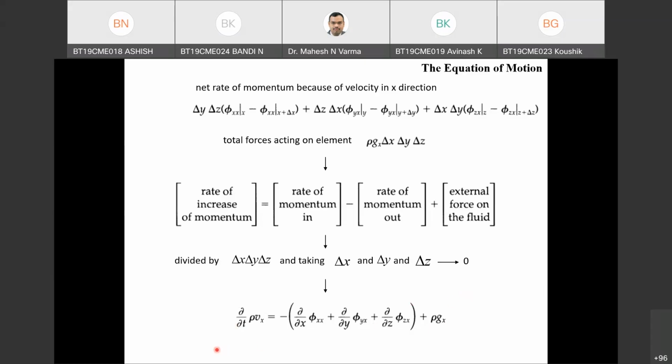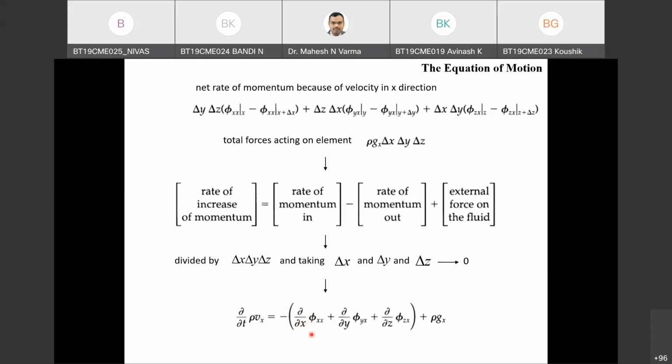So what will be the generalized shell balance equation for y momentum? Roll number 25. Yes, sir. What will be the generalized shell balance equation for y momentum? Dou by dou t of rho into Vy is equal to minus dou x into phi xy.